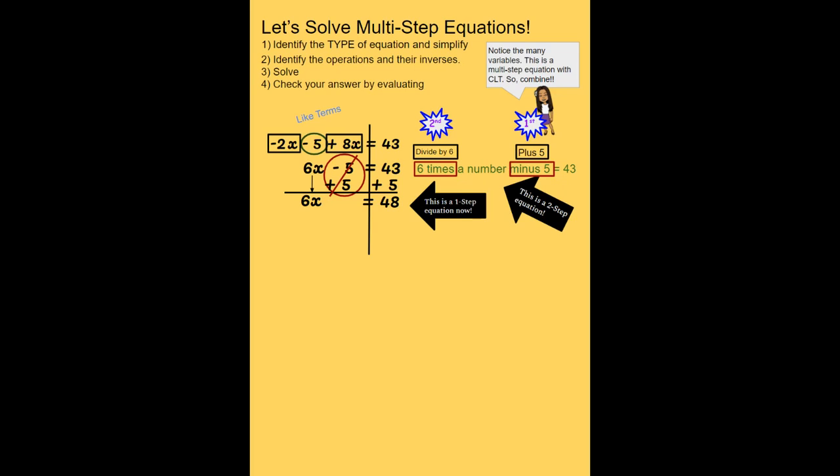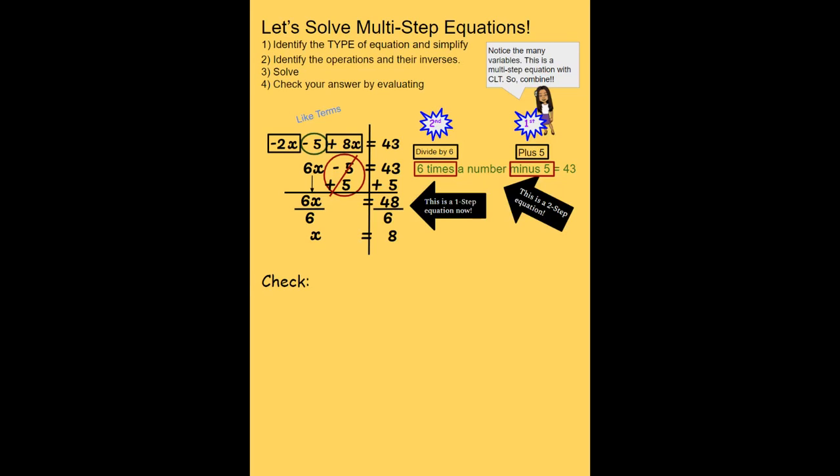Now we know the inverse of times is divide. So let's divide both sides by 6. Let's simplify. 6x divided by 6 is x. 48 divided by 6 is 8. Remember, there's an invisible coefficient of 1 and an invisible positive. But they're invisible, so we don't need to write them down. Now we are done, and we have found that the value of x is 8.